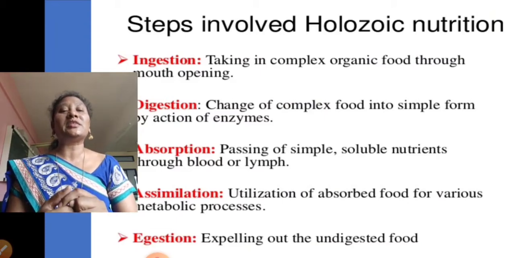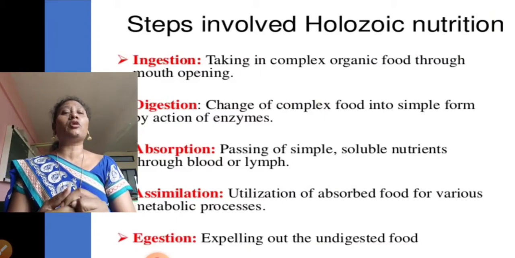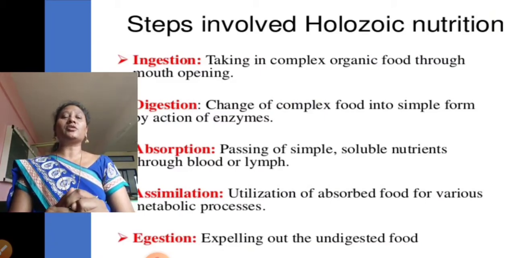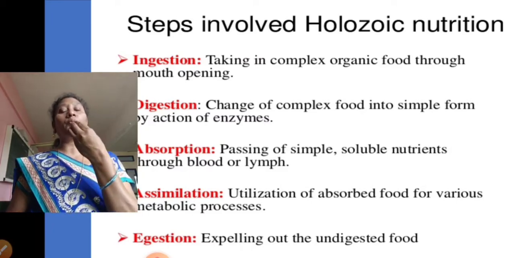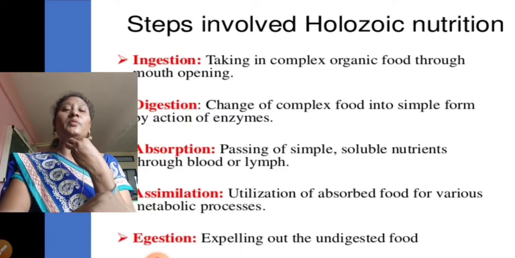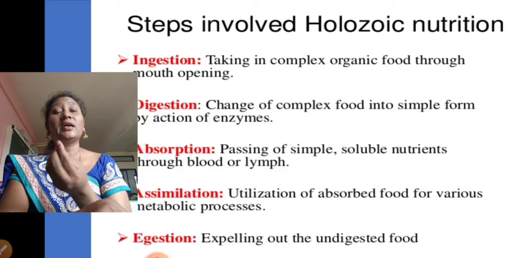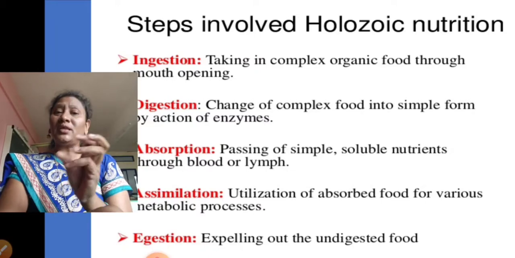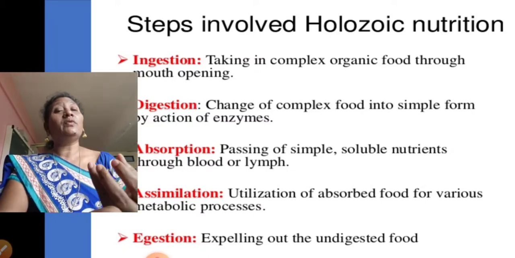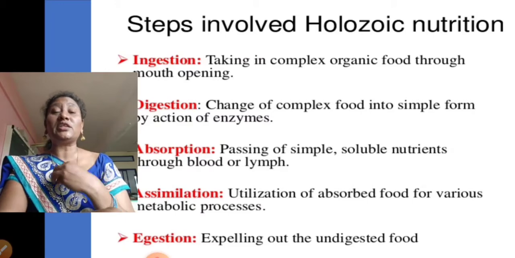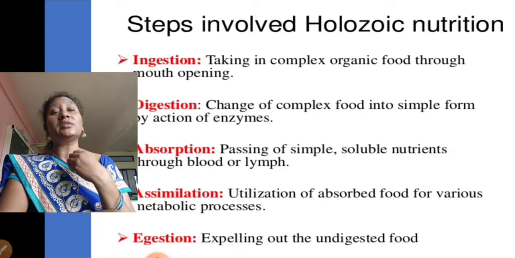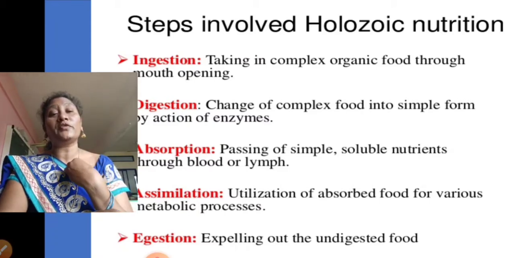So let us see them one by one. First, steps involved in holozoic nutrition. What is meant by ingestion? Ingestion is the process of taking complex organic food through the mouth opening. Complex food means, for example, rice, idli, dosa, bonda, bhaji, punugulu. These foods are all complex content. We take them into the body, but after digestion, they convert into a liquid, a very simple form. So taking complex substances in through the mouth opening is called ingestion.